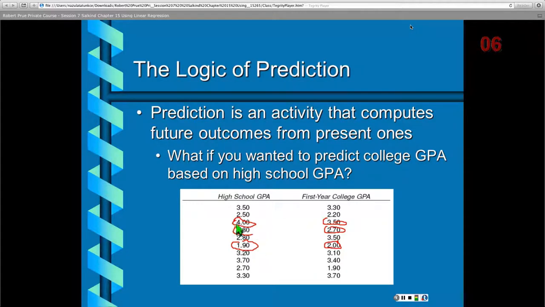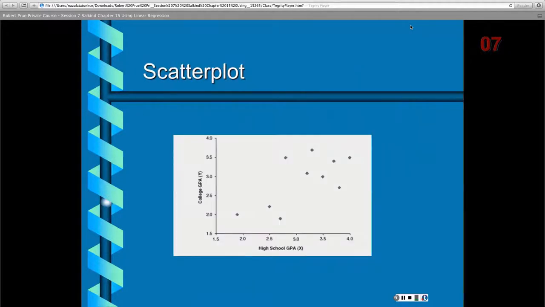Particularly with this 4.0, we would expect them to not get a 4.0. They could get a 4.0, of course, but most likely they're not going to, because they've only got one direction to go, and that's down. So that's why when I was in high school, I started at the bottom with a 0.92 GPA. That's what I got in high school. I was not engaged. So anyway, that's prediction.